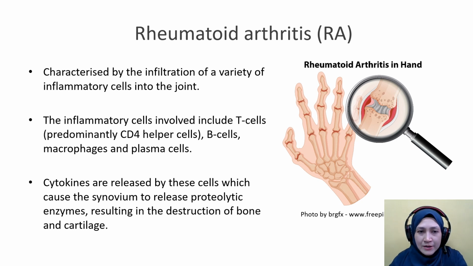Okay. So the inflammatory cells involved include T cells, B cells, macrophage, and plasma cell. So it will attack the joints in the hands in terms of the release of these inflammatory markers. So that's why the place will be inflamed, and it will cause the swelling and the pain. So in the end, it can also result in the destruction of the bone and cartilage of that joint.